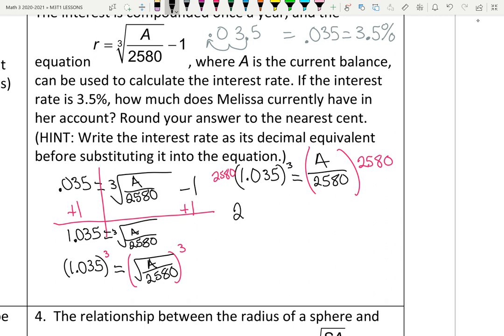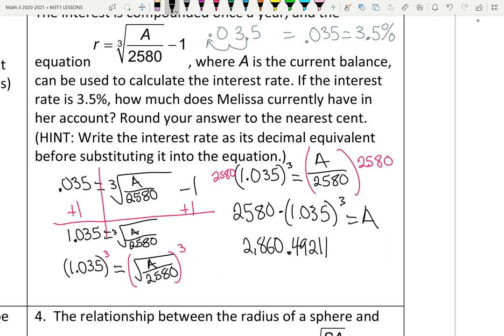So I know my answer is going to be the result of this expression. A is by itself. So I'm going to go ahead, plug it into my calculator. I'm going to do the exponent first: 1.035 times 1.035 times 1.035. Then I'm going to multiply it by 2,580. And I'm going to end up with 2,860.49211 equals A.